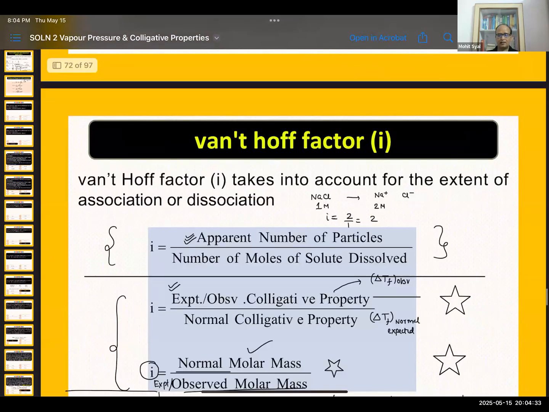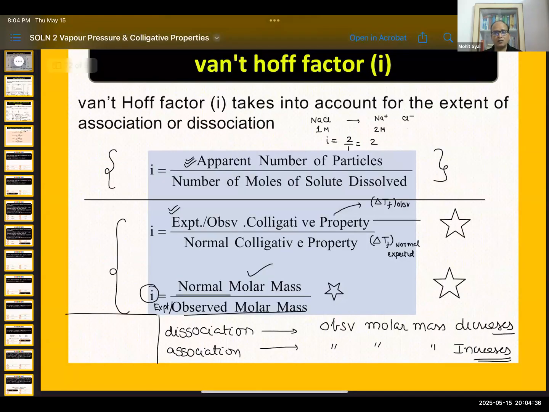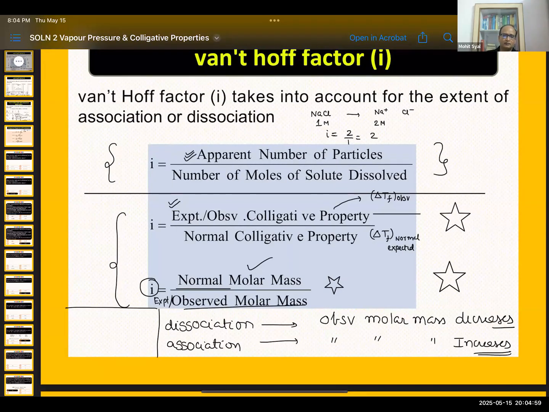So this is what we discussed in the last class. Because the particles associate or dissociate, their molar mass is going to change. Colligative properties are directly proportional to the number of particles. I is proportional to the number of particles: the actual number of particles divided by the original number of particles. I is proportional to the colligative property: the actual boiling point elevation divided by the original boiling point elevation without association or dissociation.